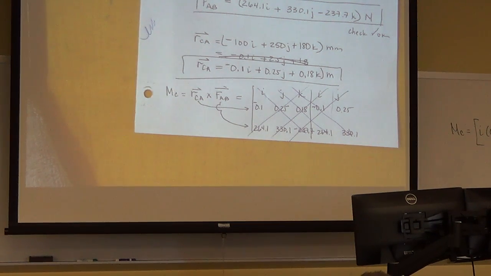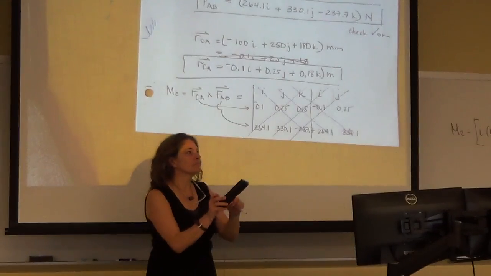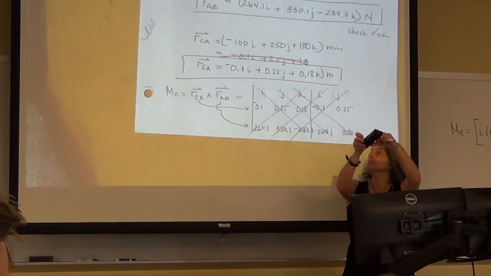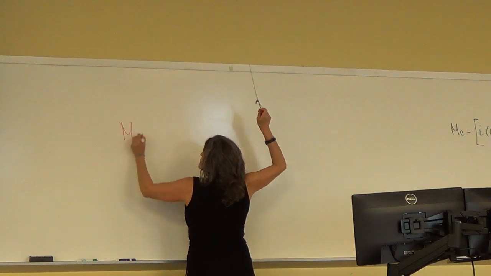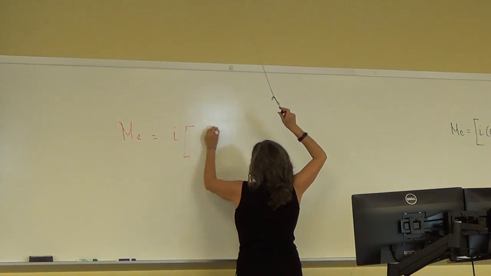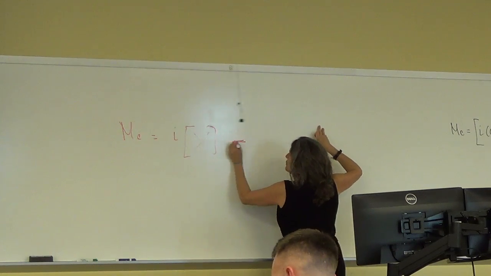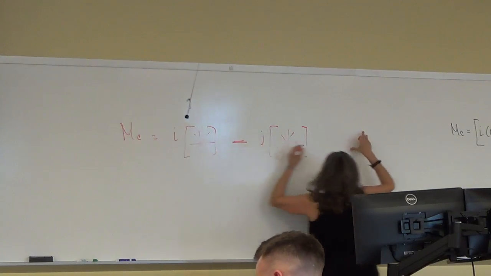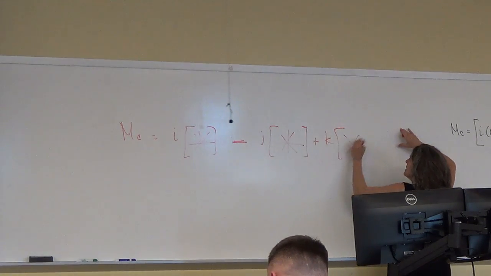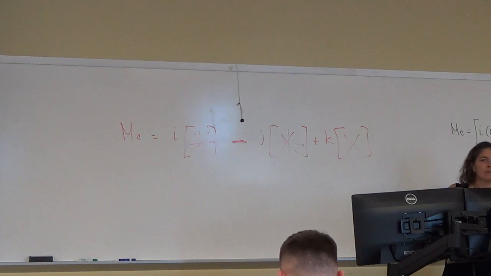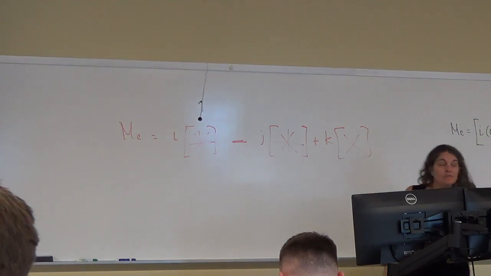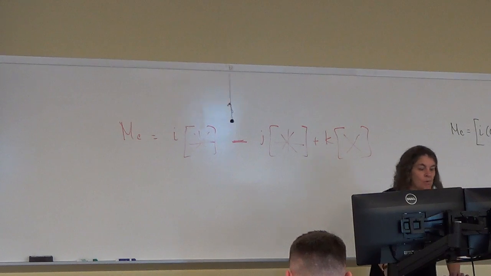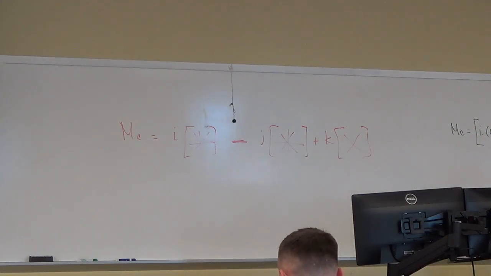So when you do the moment about C and you do i times this by this, you have to do a negative j, this times this, plus k, this times this. Okay? Okay, so I want to just finish this part. So where am I? Go over here, back to the picture.